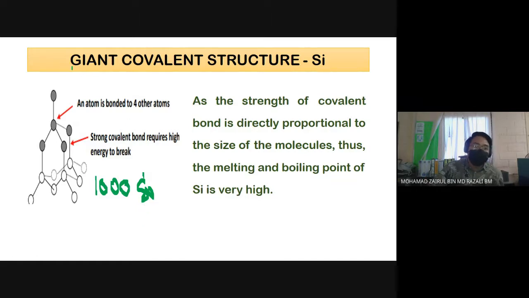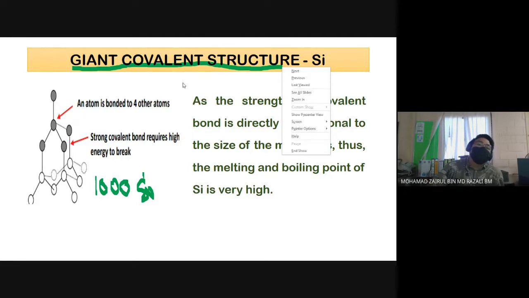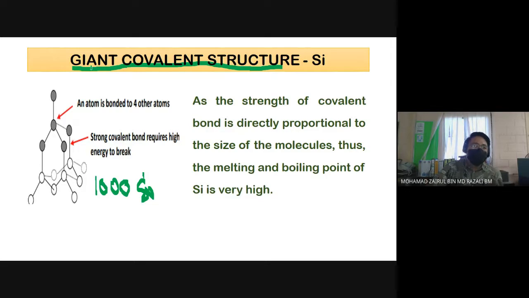Itulah giant covalent structure. Anything that have a giant covalent structure ini, okay, maknanya dia ada very high melting and boiling point. Normally giant covalent structure ni dia ada dalam group 14. Dia dalam group 14 macam carbon. Tapi yang paling famous carbon and silicon lah. Kalau carbon dia selalu dalam bentuk diamond. Okay ni boleh tak ni?